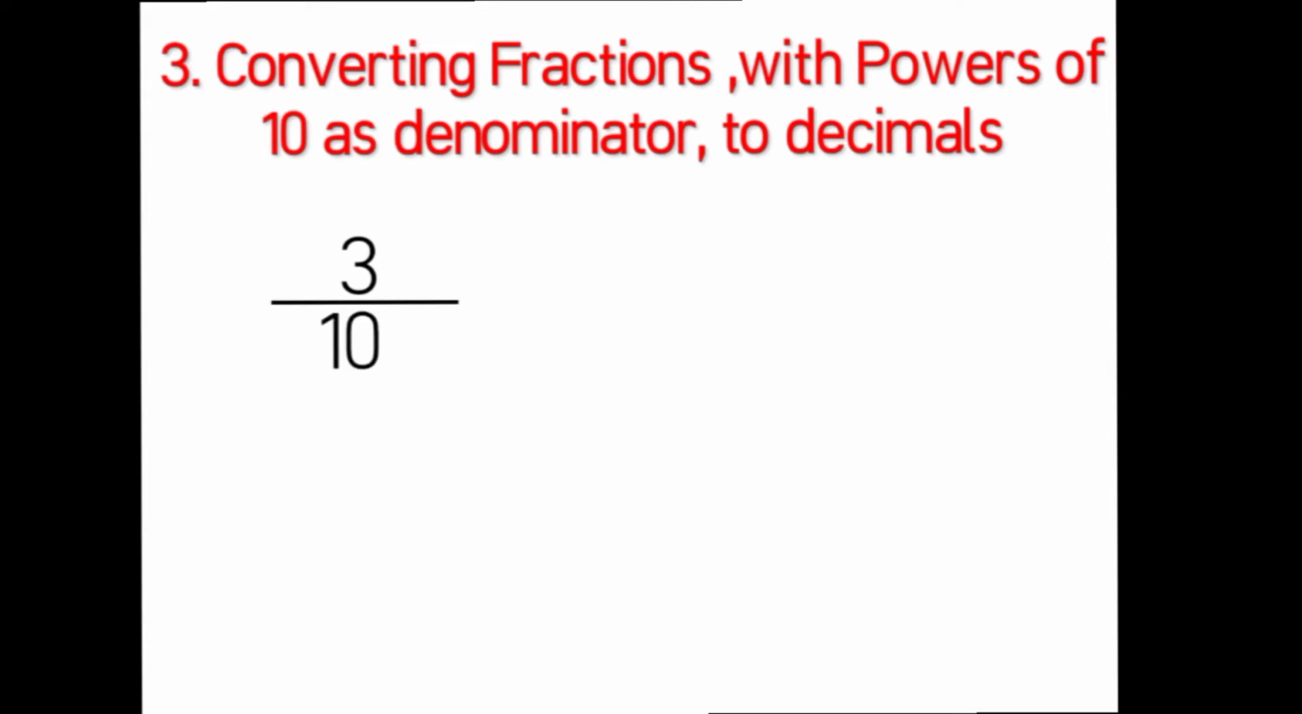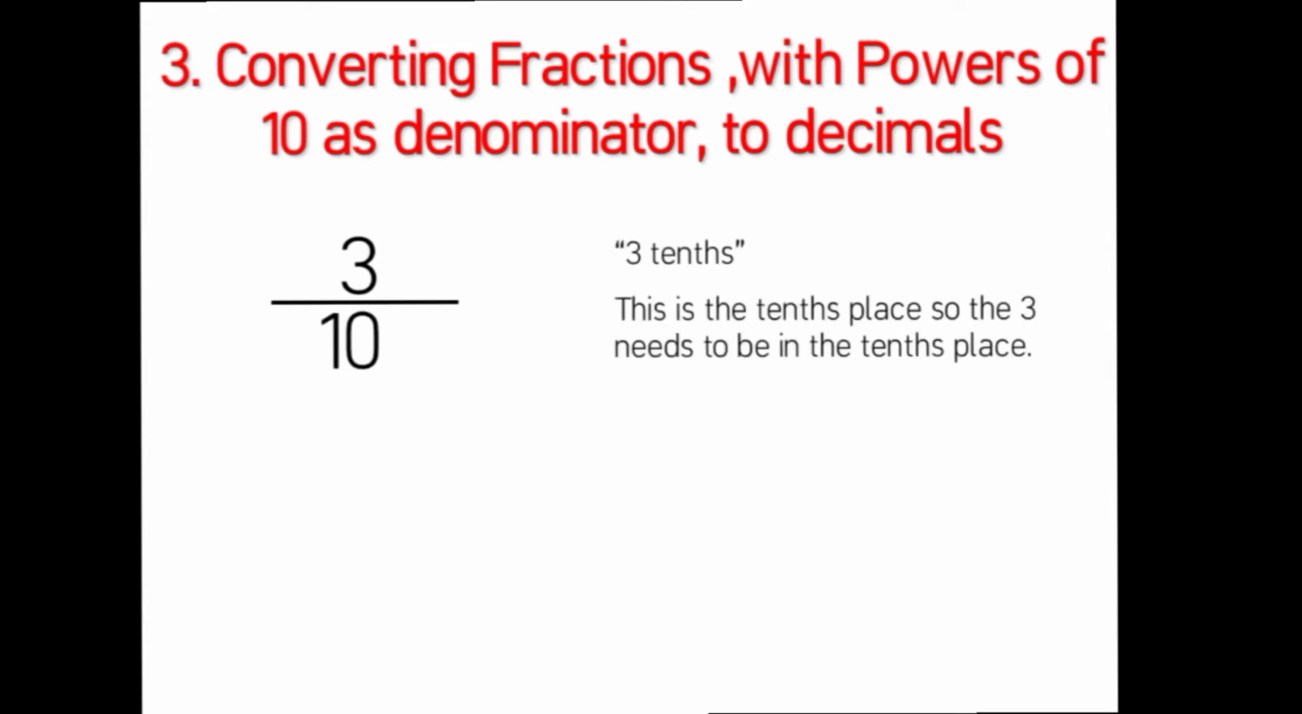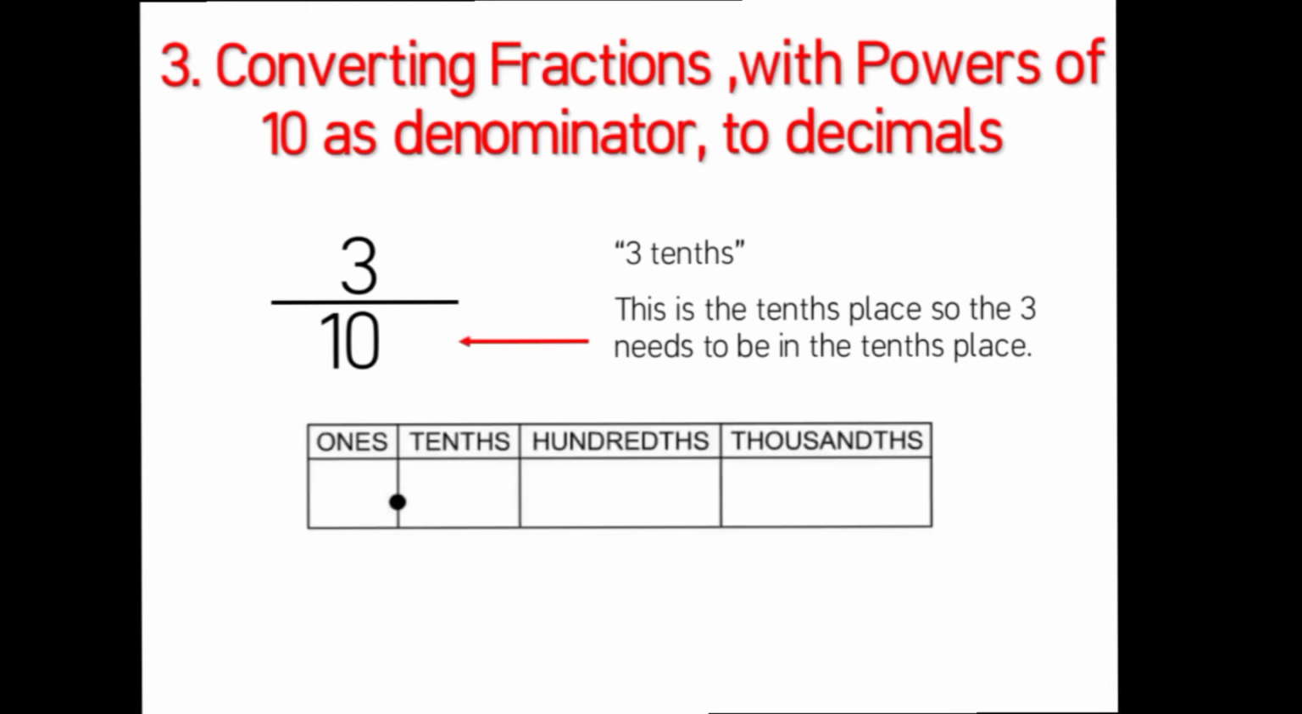3 over 10. So, pag binasa natin yan, 3 tenths. So, yung 3 po ay nasa tenths daw, kaya nga 3 tenths. So, dapat si 3 ay nasa tenths place pag ginawa natin siyang decimal. So, gumawa ako ng table para mas madali nyo maintindihan. So, sabi dyan, si 3 daw ay nasa tenths. So, dapat dun siya isusulat.